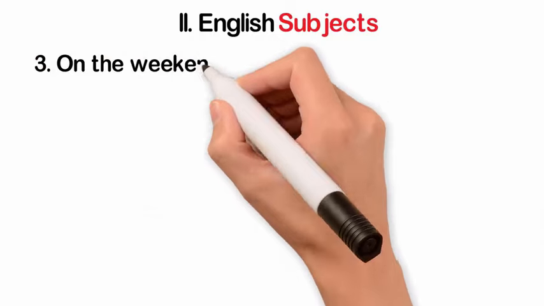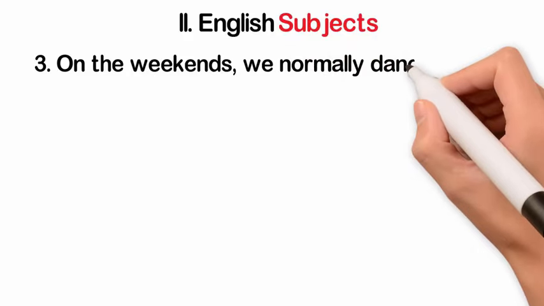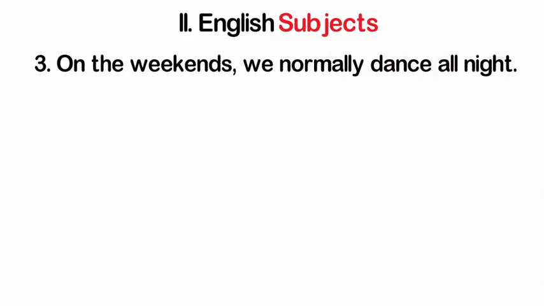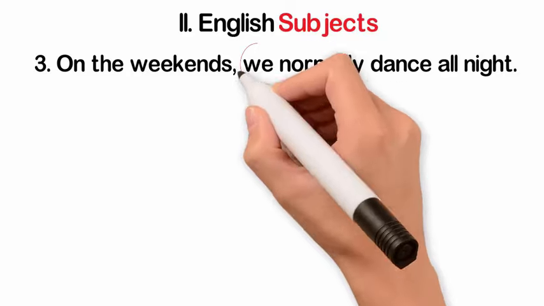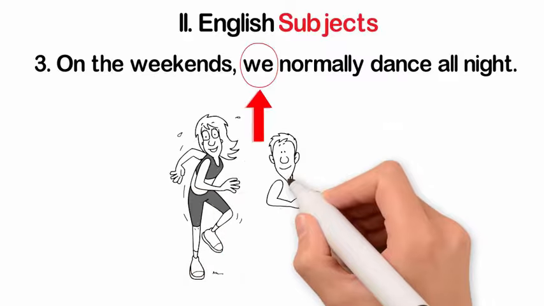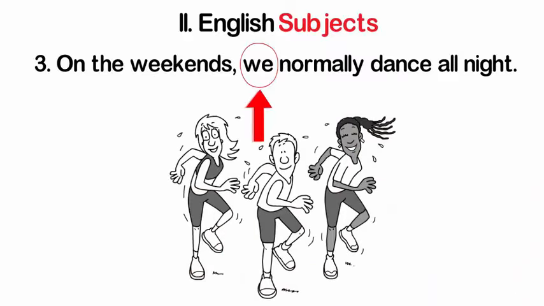Identify the subject in the following sentence. 3. On the weekends, we normally dance all night. If you choose the word we as the subject, then you are correct, as the word we are the people doing the action of dancing.